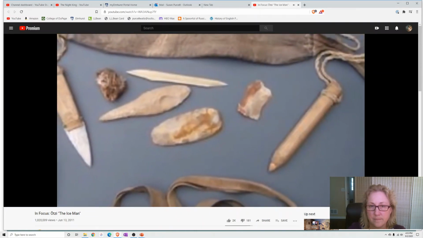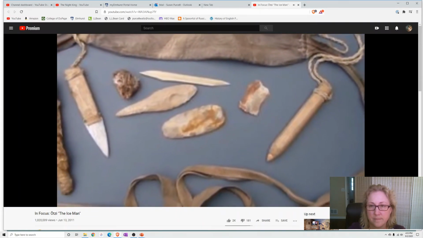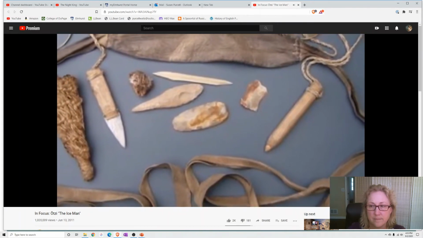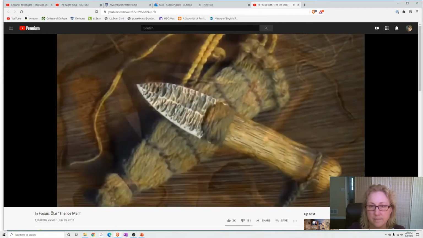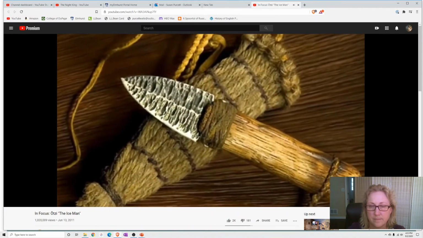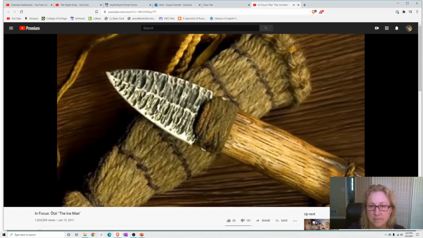He had a kit for making flint tools and a kit for starting fires, hung on a leather belt around his waist. He was also found with a knife, flint with a yew wood handle, which had been stored in a grass-woven sheath.